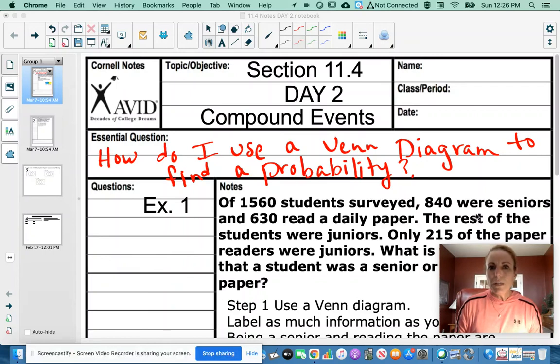Section 11.4, Day 2, Compound Events. Write down the essential question. How do I use a Venn diagram to find a probability?